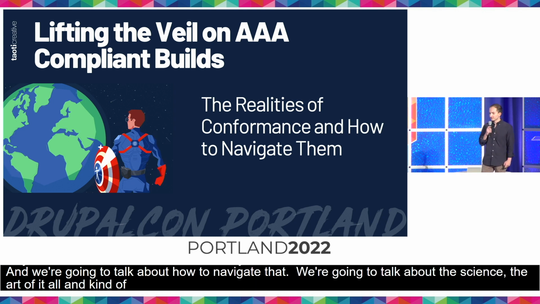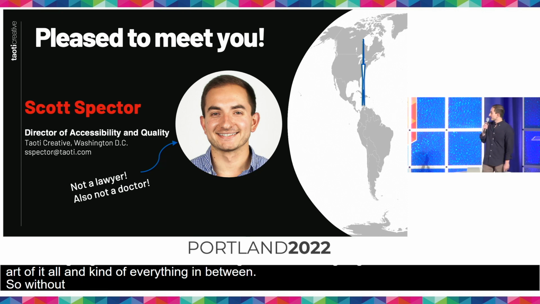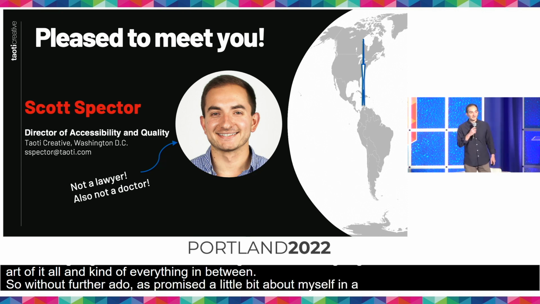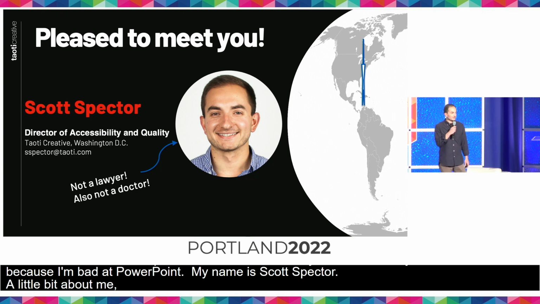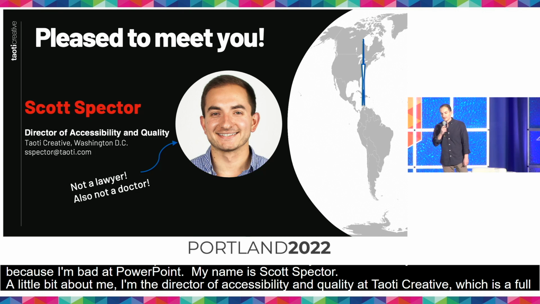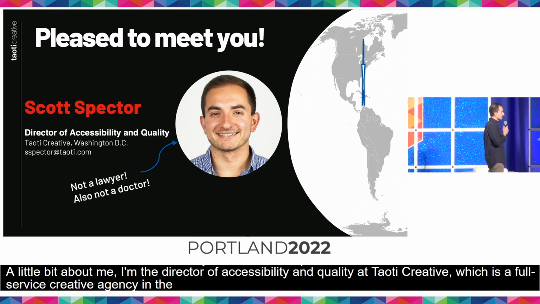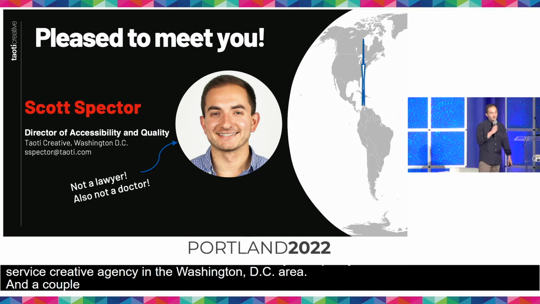So without further ado, as promised, a little bit about myself and a vertically stretched star, because I'm bad at PowerPoint. But again, my name is Scott Spector. I am the Director of Accessibility and Quality at Teody Creative, which is a full-service creative agency in the Washington, D.C. area. And a couple of quick things before I start, because I'm sure I'm going to forget at the end.